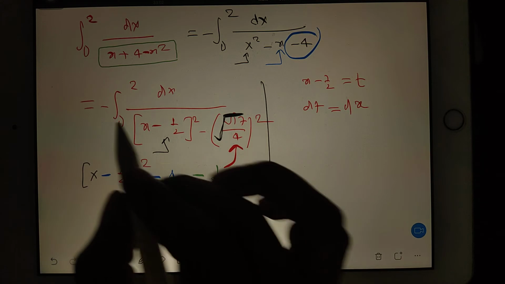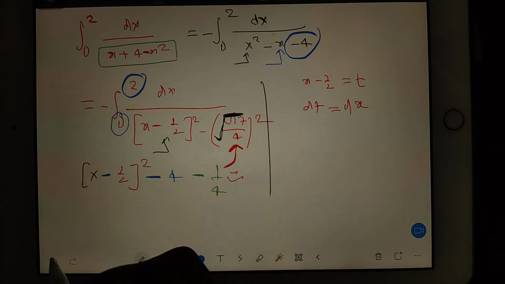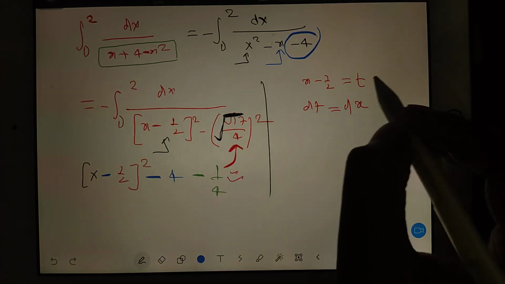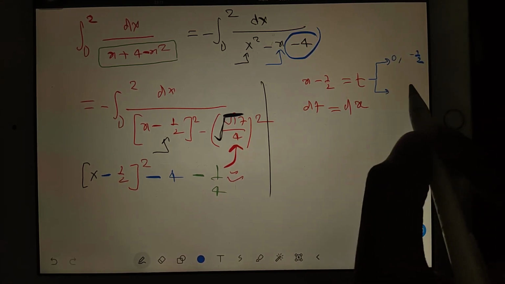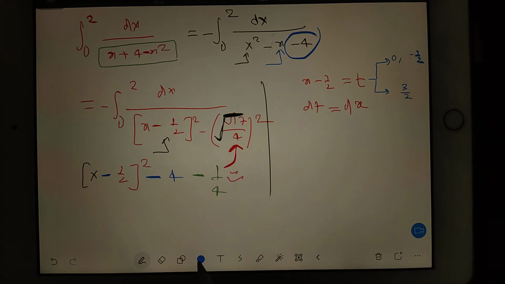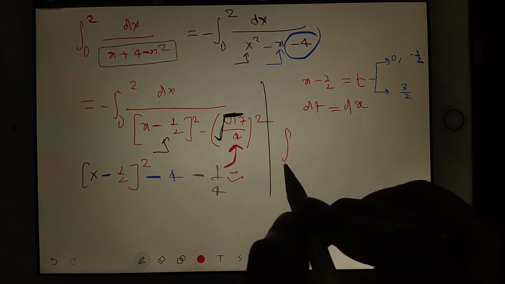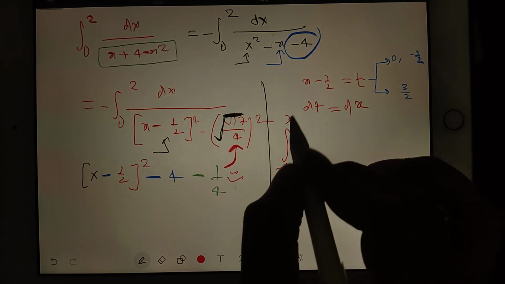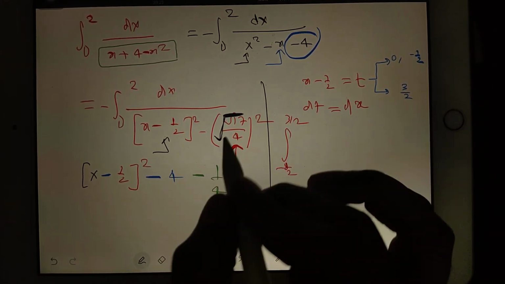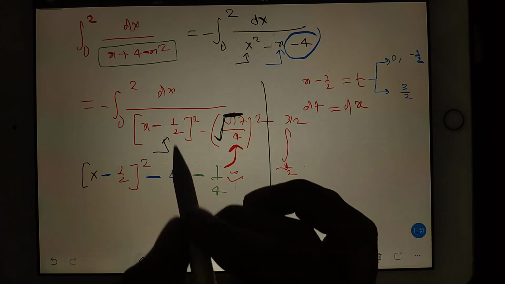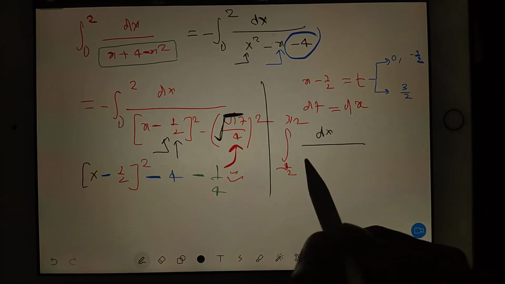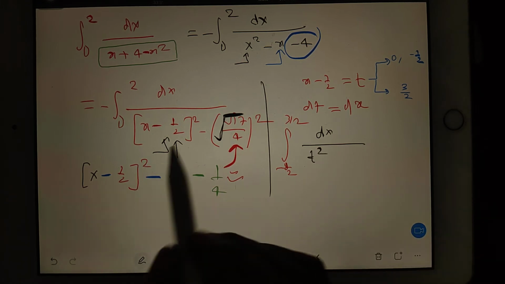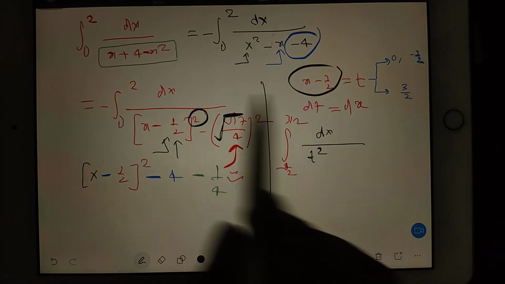So how will you change the limit? You have the 0 limit and the 2 limit. For 0 your t is coming as minus 1 by 2, and for 2 it will come as 3 by 2. So we got our limits, minus 1 by 2 to 3 by 2, and after that we have to substitute here. So here I'm going to substitute t square. So it is dx over bracket t square, because the entire x minus 1 by 2 I have considered as t, so the square is already there.